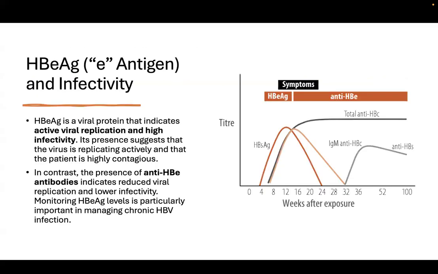And then we have the last one, which is the E antigen. We look at it because it tells you that there's very high active replication and high infectivity. If we see someone with the E antigen, it tells us this person has a lot of virus in the system and is highly contagious. So it tells us a lot about how this person will be interacting with other people. And if we have antibodies against the E antigen, it tells us that we have very reduced viral replication and lower infectivity.